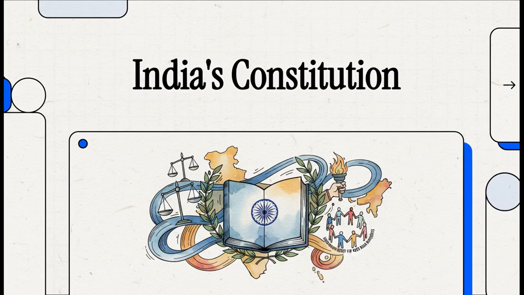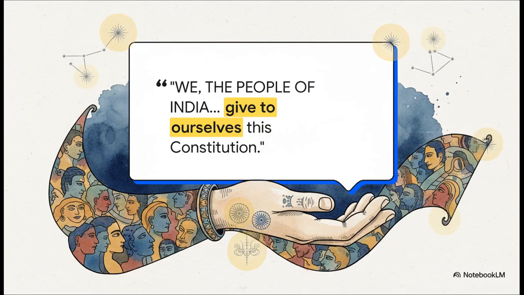So let's dig in. We have to start with these powerful opening words because they tell you everything you need to know about where the ultimate authority comes from. This wasn't a document handed down by a king or some foreign power. No, it makes it absolutely crystal clear. The power comes from the people themselves. They are the ones in charge.